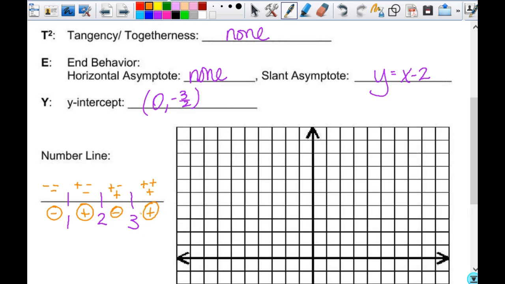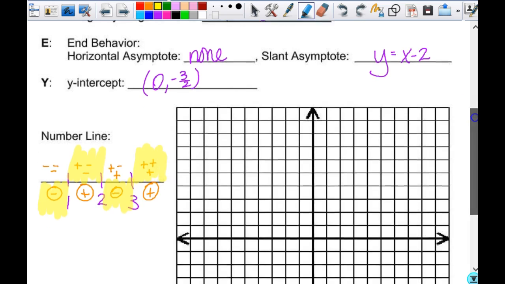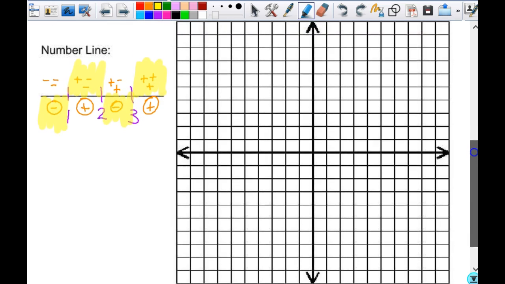So remember, this tells me what's happening on my graph. From negative infinity to 1, it's negative, and then it's positive here, and then it's negative here, and then it's positive here, if we think of this as the x-axis. So the first thing I'm going to do on my graph is graph my asymptotes. For my vertical ones, I only have 1, so it's at x equals 2.